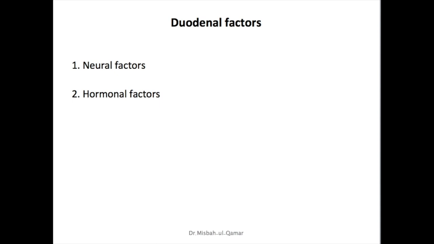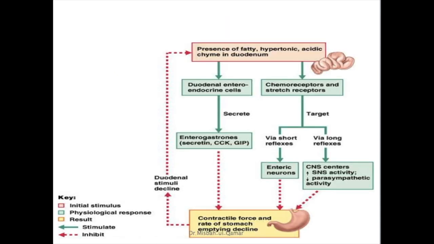Duodenal factors are more powerful than the gastric factors. Since they are inhibitory in nature, they can slow or even stop stomach emptying. Neural factors are multiple nervous reflexes which are initiated when food enters the duodenum. And they are called enterogastric reflexes as they pass back to the stomach. These are strongly activated within 30 seconds and they exert their inhibitory effect by strongly inhibiting the pyloric pump propulsive contractions and by increasing the tone of the pyloric sphincter.